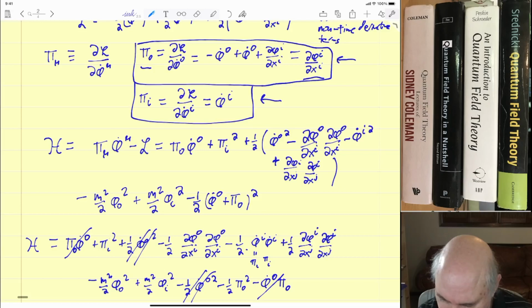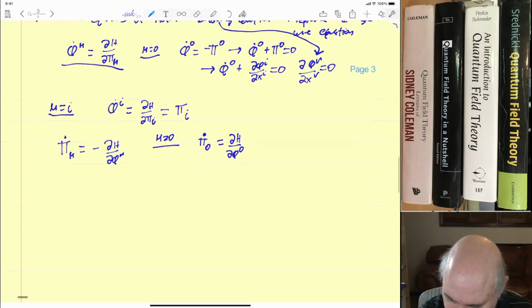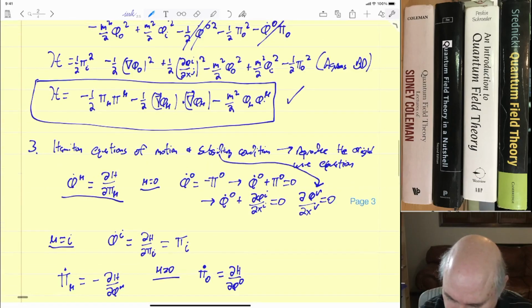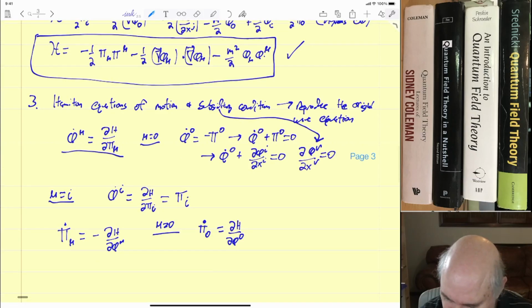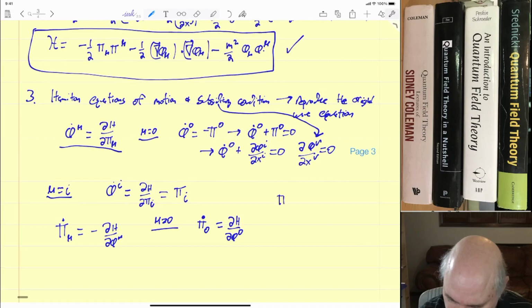Partial of phi I with respect to xi. So because we have that subsidiary condition, basically we have pi from this equation over here.